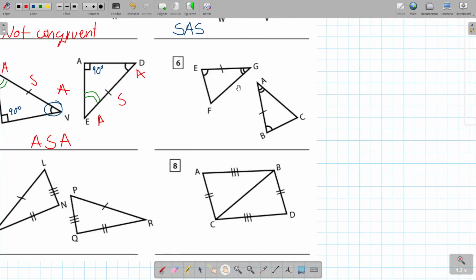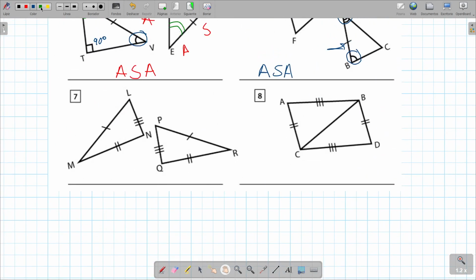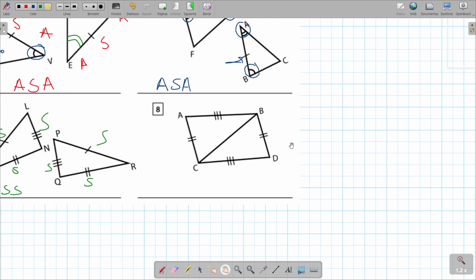Let's move on. Now right here, what do we have? The same, we have angle, side, angle. Right here, we have three sides. We have side, side, side. This is one of the easiest ones. When all the sides are the same, of course, these triangles are going to be congruent.